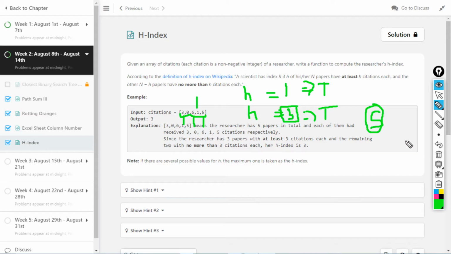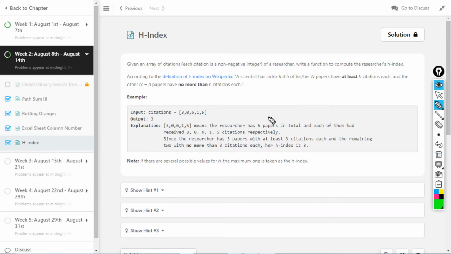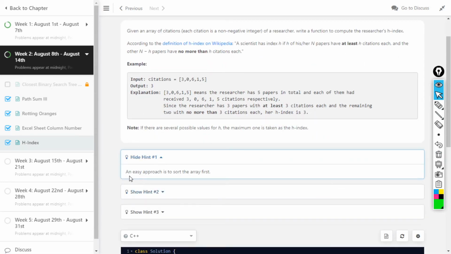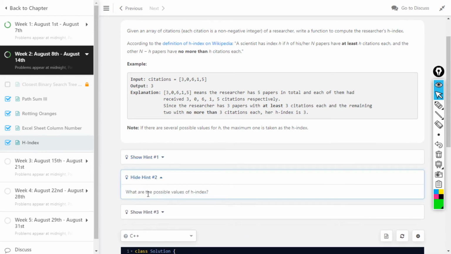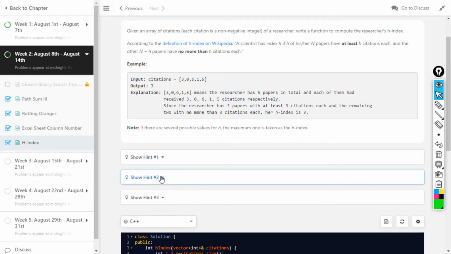First of all we should know what the H index is, and I have told you how we will find it in this case. Now you must focus on this condition: if there are several possible values of H, we have to return the maximum one. We also have to keep this in mind. Now let's look at some of the hints. The first hint is an easy approach: we have to sort the array first. When you see my solution you will understand how sorting helps our solution. We also have to keep in mind all possible values of the H index.